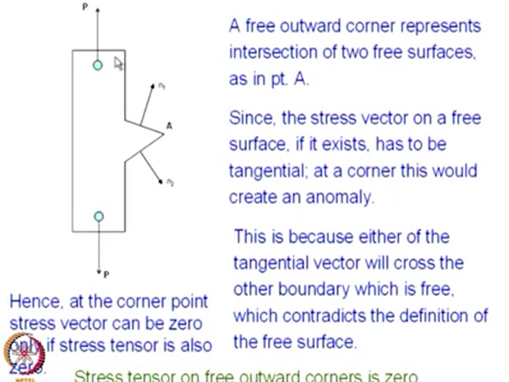In this particular loading arrangement, the entire surface also has 0 stress. But in general, any free outward corner like this will have stress magnitude, the stress tensor, also 0, not only the stress vector. The stress tensor is also 0, and that is a very useful concept that you can take advantage of.